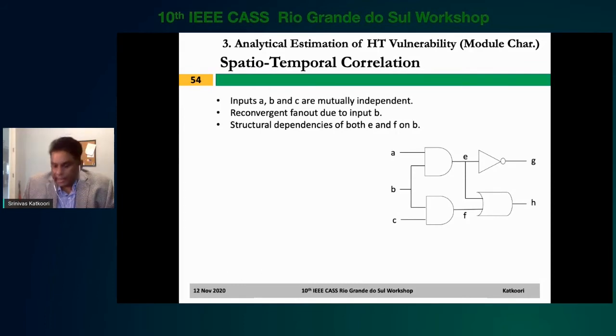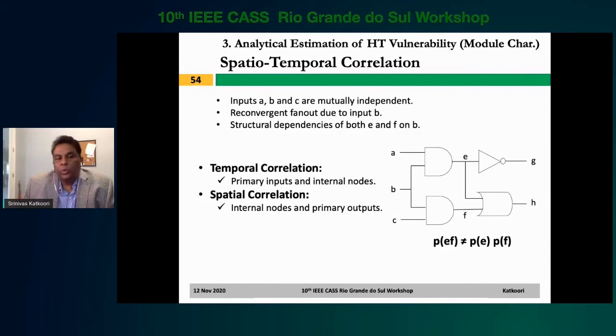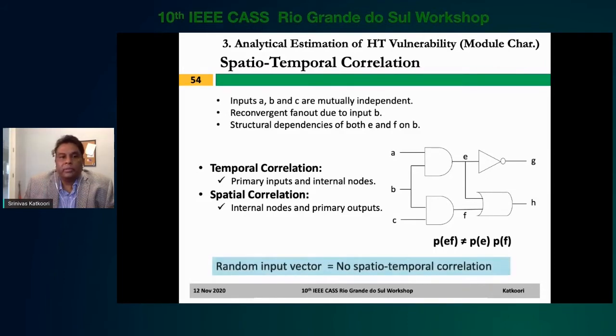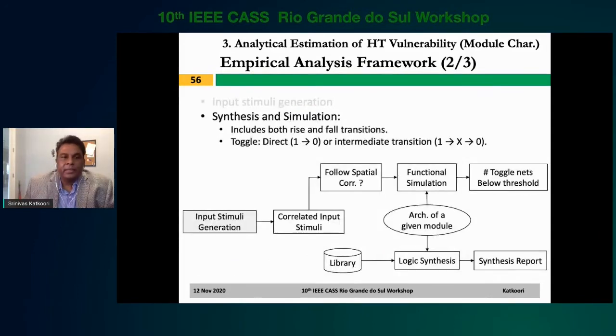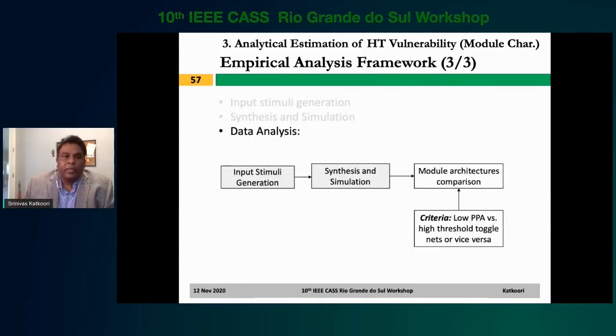Now, what we have seen is that we need to take the spatio-temporal correlation into account. Just random vectors are not sufficient, and we know this from low power design. If you have looked at low power design, correlated inputs have to be used, and random vectors are not enough. So we need to do both temporal and spatial correlation. This shows how we have generated the vectors, looked at activity, and then compared the different module architectures.